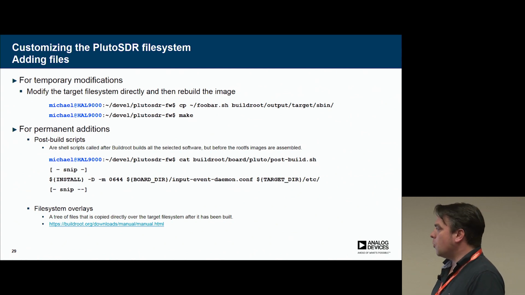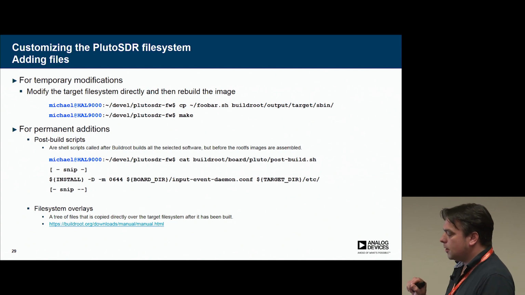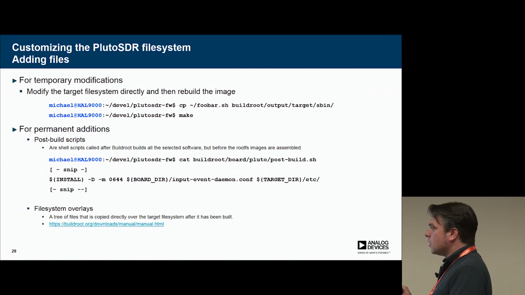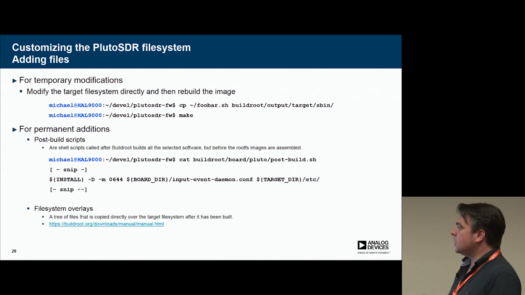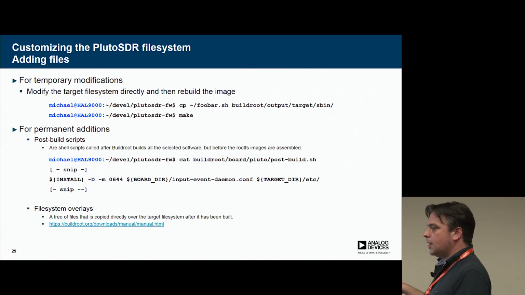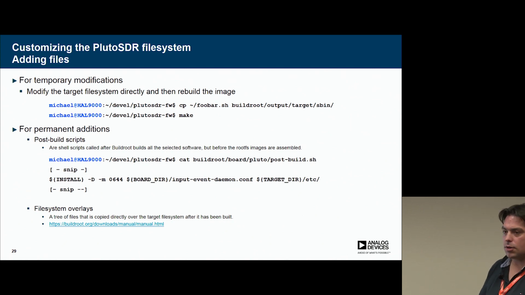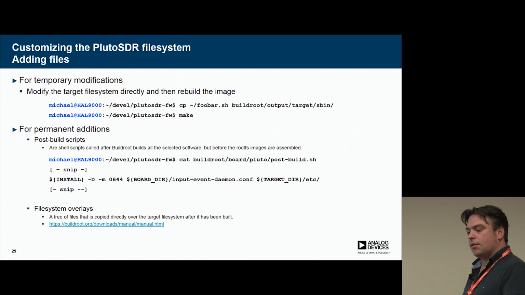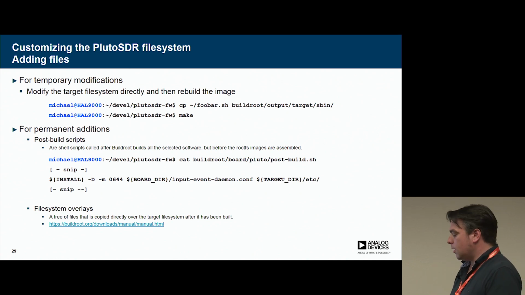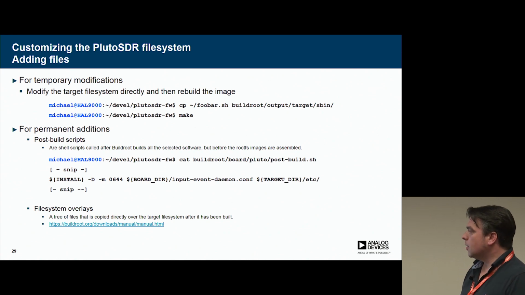So you want to have a way to permanently add those files. In the Buildroot world, there are two things: post-build scripts and file system overlays. One is a script which says copy this file to this location every time, and a file system overlay is a folder structure where you can put files in, and then at the end of the file system creation they are copied over to the other file system folders.